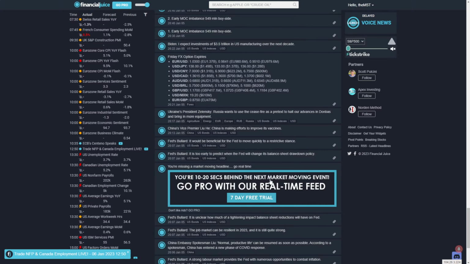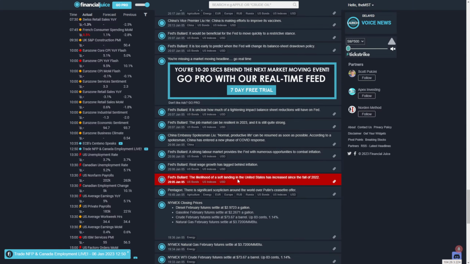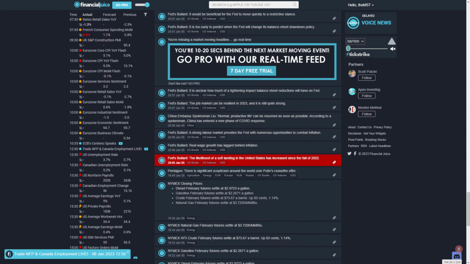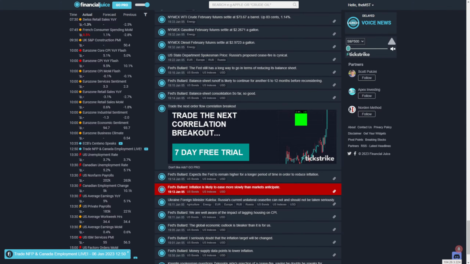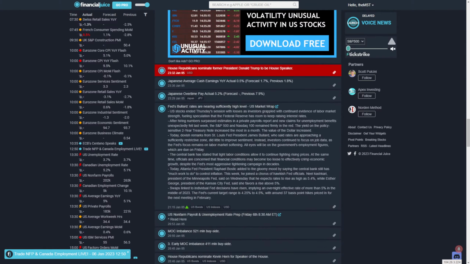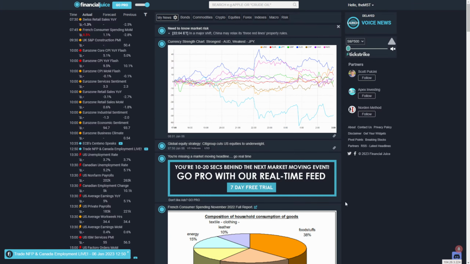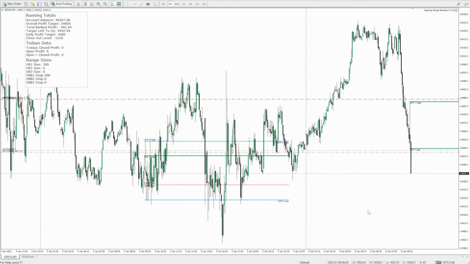Donald Trump to be the House Speaker. Oh my God. Okay. Bullard: the likelihood of a soft landing in the United States has increased since the fall of 2022. Again, they're forecasting in the US a slightly better recession than previous. So again, all bullish. Everything we're getting coming out of the Fed at the moment is hawkish. Inflation is coming down more slowly than the markets anticipate. So they're saying we're not on top of inflation yet, which is again saying interest rates are going to go up, which again is hawkish. Everything coming out of the US at the moment is bullish. So that's good. Opening range's in. I'm short DAX.